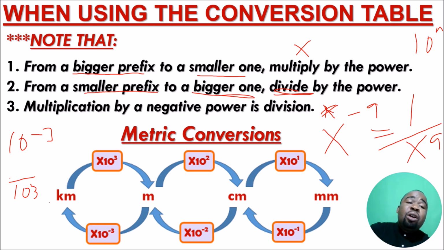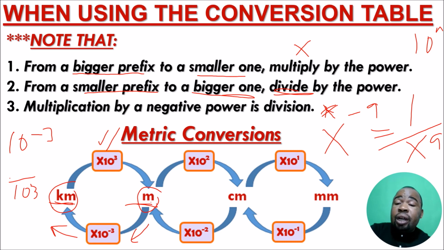So we are moving from kilometer to meter. A kilometer is bigger than a meter, so it's big to small. What do we do? We multiply. But when we're moving from a meter to a kilometer, we're moving from small to big. The meter is smaller than the kilometer. We need to divide. But in multiplying by a negative power here, it's equally division. Take note of when to use a negative power and when to use a positive power.